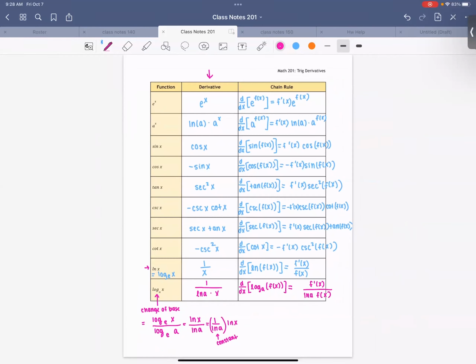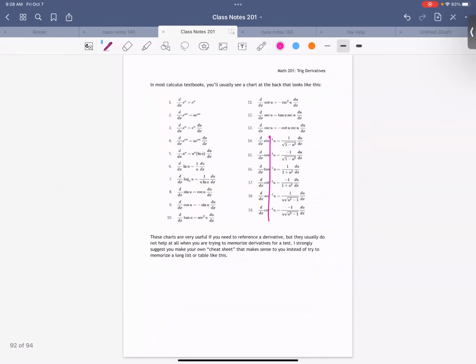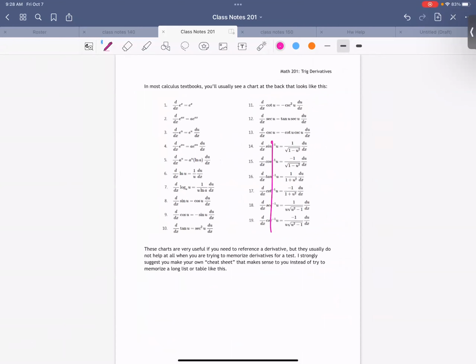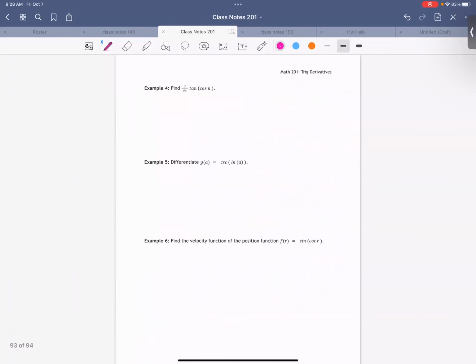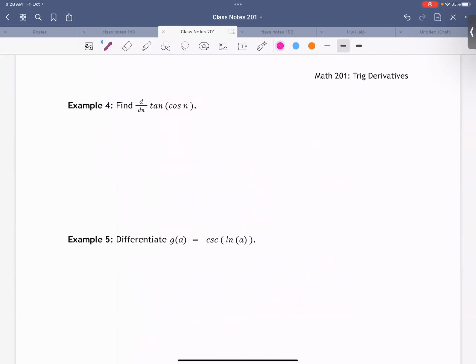And I think it will be very helpful for you to memorize these derivatives instead of just looking at my notes or looking at the textbook. Of course, the textbook is a good reference, but I do recommend making your own charts when you do calculus. Okay. Any questions before we move on? All right, let's go to example number 4.